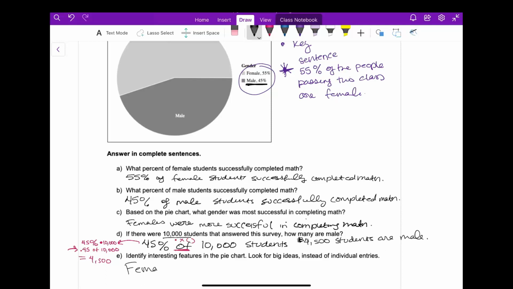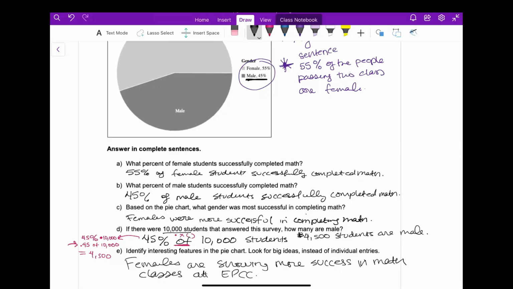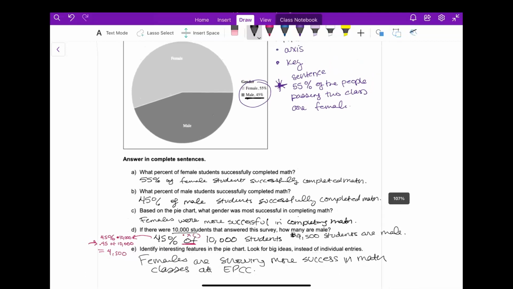Females are showing more success in math classes at EPCC. Like I mentioned, this is a true fact here at EPCC. We gathered this from our statistical data here at EPCC.